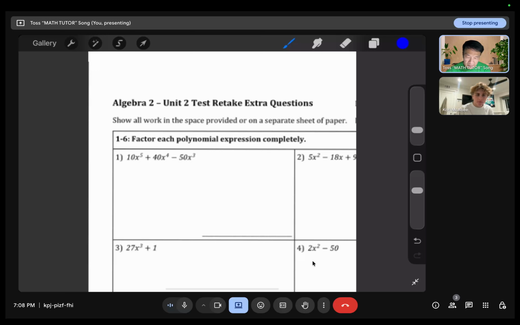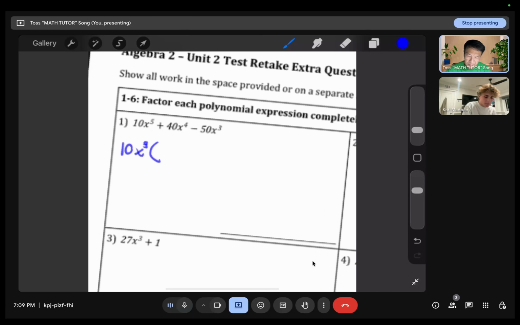The number part: 10, 40, and 50. 10 will be the GCF. What about the x? X to the third power would be the one, right? Okay, so that will be the GCF, the greatest common factor, 10x to the third.